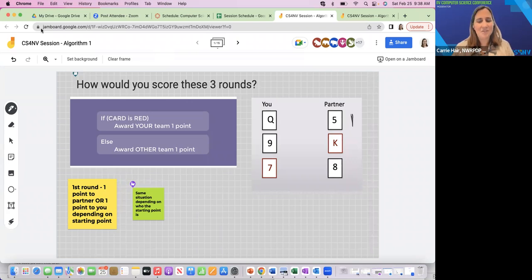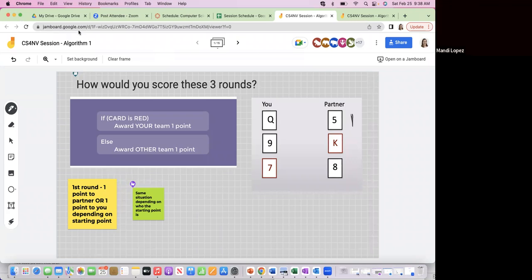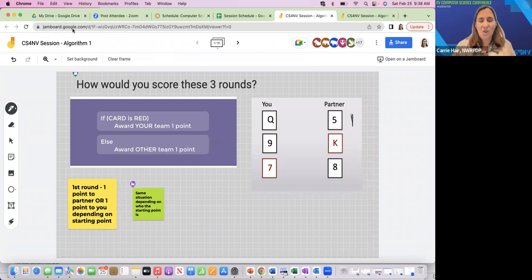Or you can unmute and say, why do you think we're not done with this round? Doesn't the queen get a point too because the 5 wasn't a red? Exactly. Thank you. So I looked at what my card was, but we didn't look at what my partner's card was. So now I'm going to go through it through the eyes of my partner.